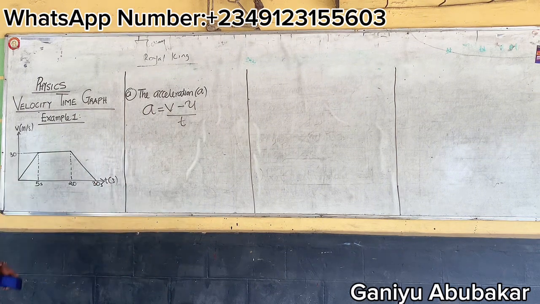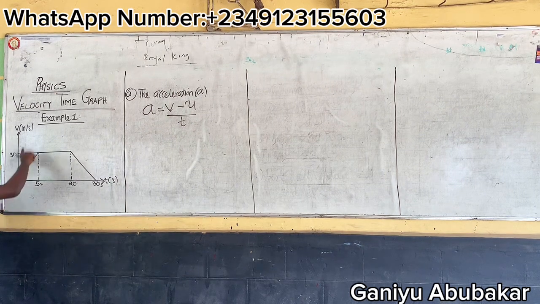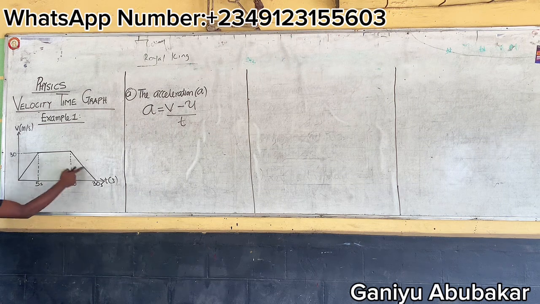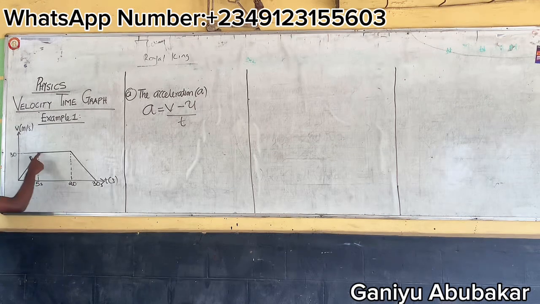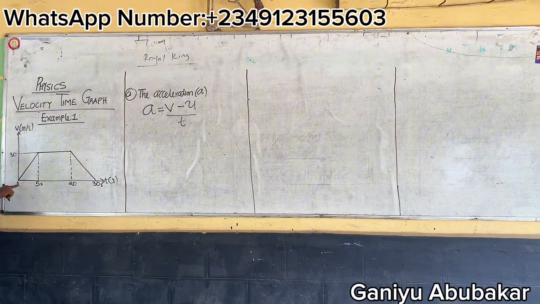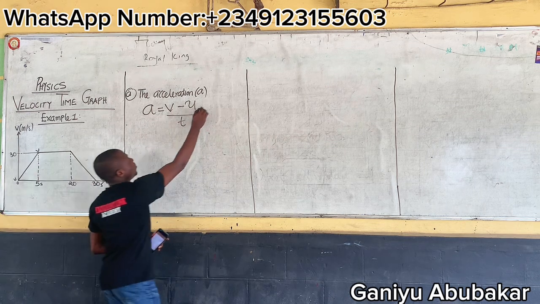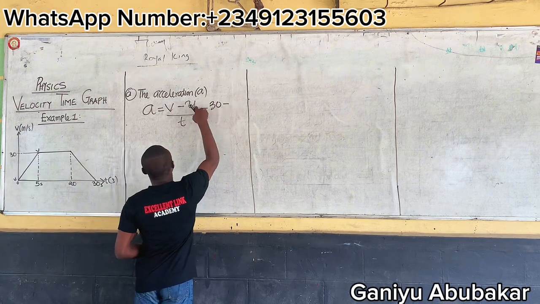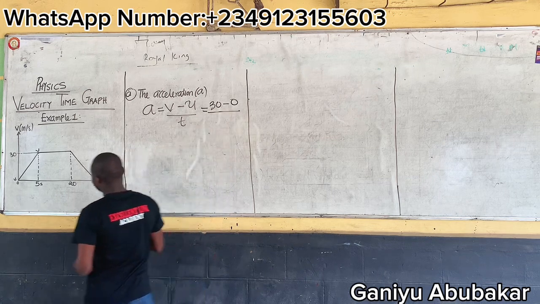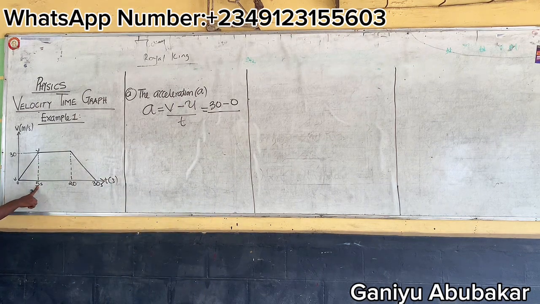Right? So look, we need to find the acceleration of the car. Abi, which one represents acceleration here? This line signifies acceleration. This one is retardation. This one is constant velocity. For the acceleration, what's V, what's U? This one is initial, it is 0 here. So initial here is U, and here is V. So my V is 30. So what's your V? 30 minus U, which is 0, over what? What's your T? For T, 5 seconds.